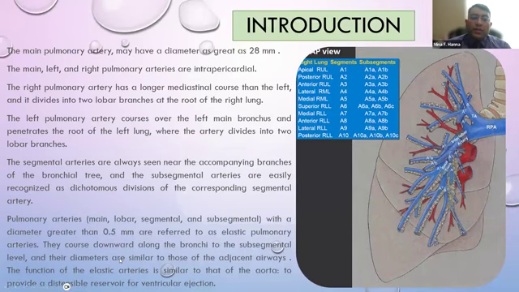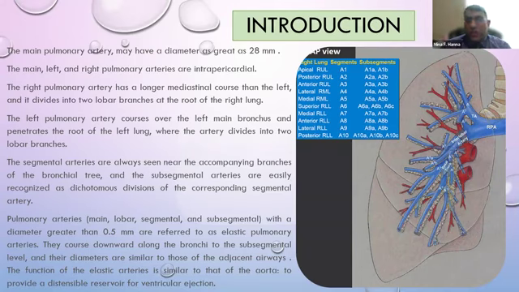Pulmonary arteries, main, lobar, segmental and subsegmental, with a diameter greater than 0.5 millimeter are referred to as elastic pulmonary arteries. So they are like systemic arteries: they dilate with the high pressure and then relax, open and close. There is no muscle, it's just elastic tissue. They course downward along the bronchi to the subsegmental level, and their diameters are similar to those of the adjacent airways.